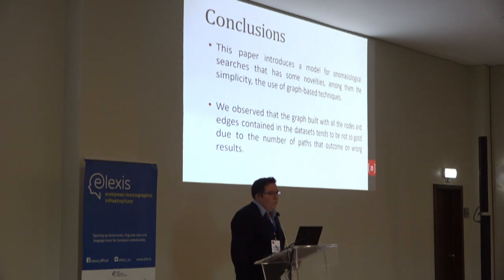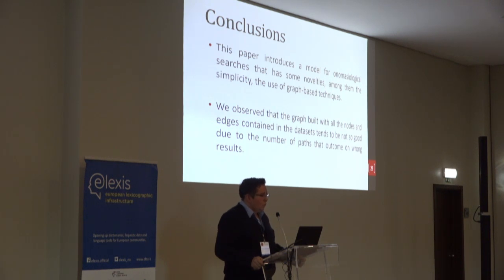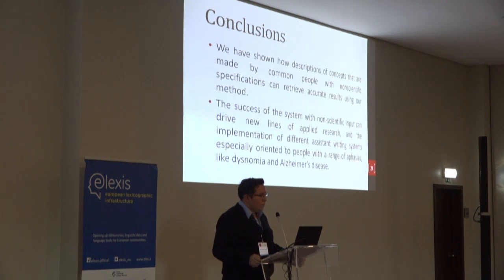This paper introduced a model for an onomasiological search that has some novelties. It's really simple, and we are using graph techniques and algorithms with mathematical foundations that work well here. We observed that the graph built with all the nodes and edges contained in the dataset tends to not be so good, due to the number of common paths that lead to wrong results.